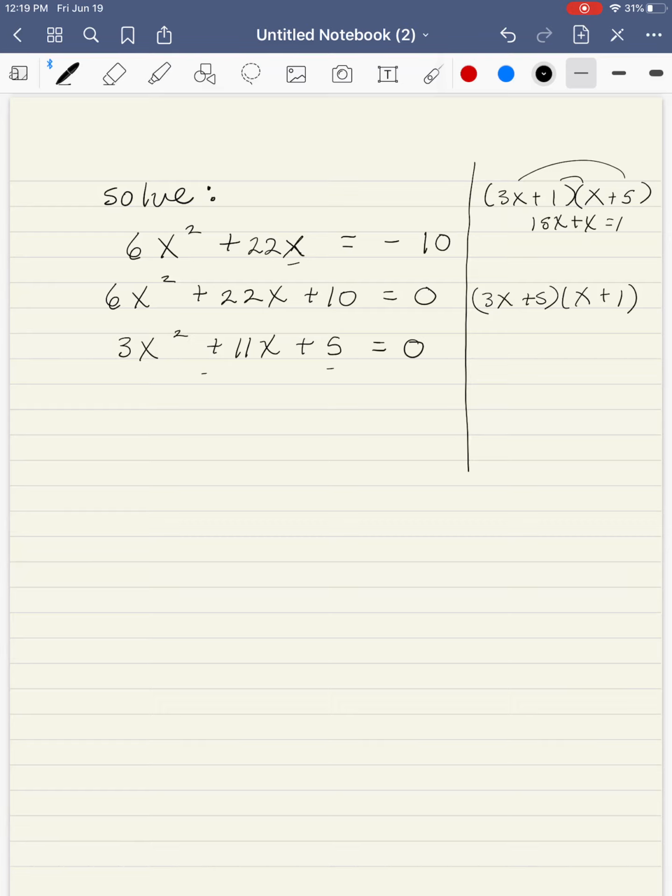And then checking my middle term, I have 15x plus x is 16x. That does not work, so that can't be the factorization. Then I have 3x plus 5x is 8x. That also does not work. So it does not factor. The only two factorizations that could have worked to give me the 3x squared here and the 5 here did not give me the 11x in the middle. But it's always worth trying to factor pretty quickly before you move to the quadratic formula.